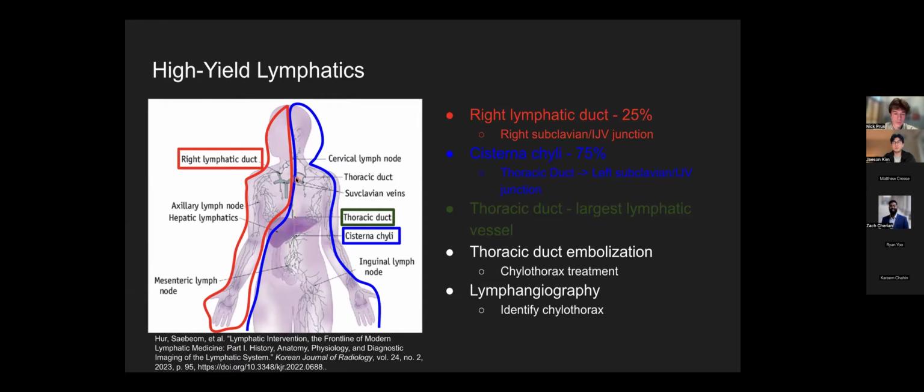And then the cisterna chyli and thoracic duct give the lymph back in through the left venous angle, which is the junction of the left subclavian and internal jugular. Two high yield lymphatic procedures: thoracic duct embolization, so if a patient has a chylothorax, you'd want to embolize it. And then if you're doing lymphangiography, you'd want to just get access via the lymph nodes, and then you would identify a chylothorax with that.